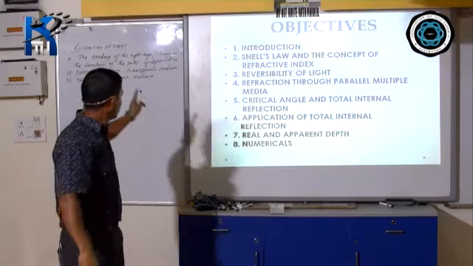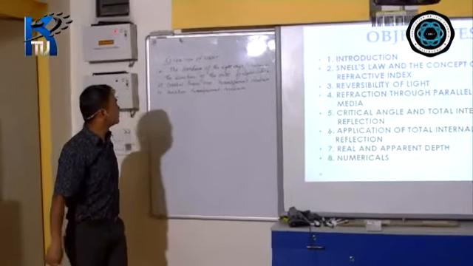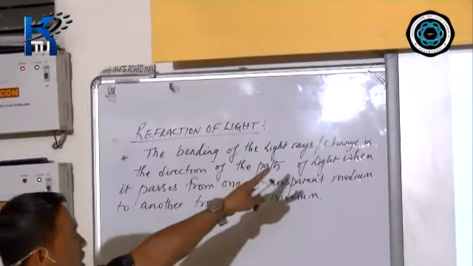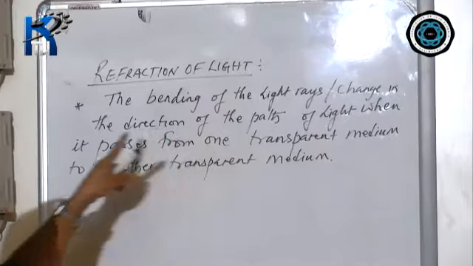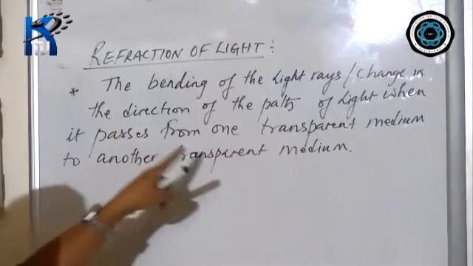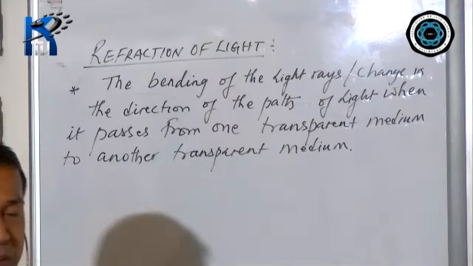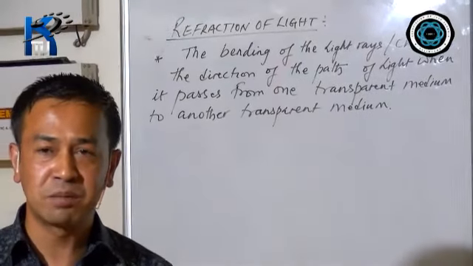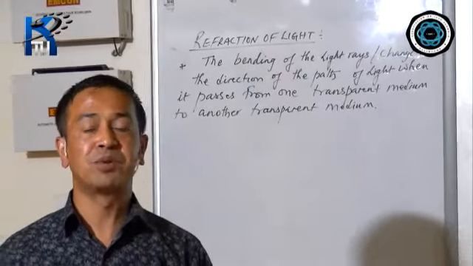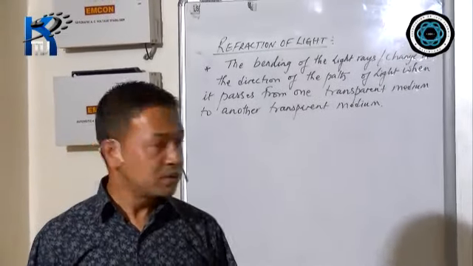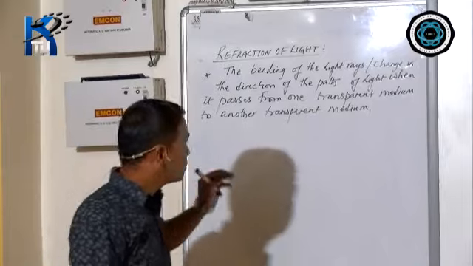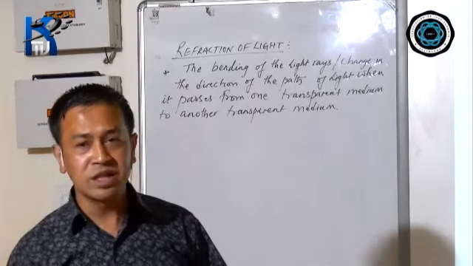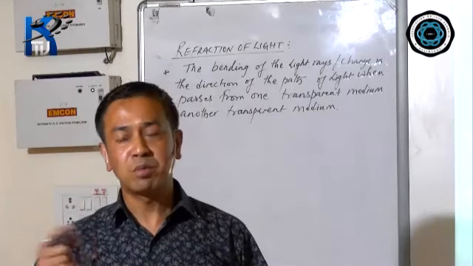Before I go to the rarer and denser medium and the refraction of light through one medium to another, let me show you the definition of refraction of light. The simple definition says that refraction of light is the bending of light rays, or change in the direction of the path of light, when it passes from one transparent medium to another transparent medium. This is a simple statement of refraction of light, and you can find many applications of it in our day-to-day life. The main part we are going to do is refraction from an optically rarer medium to an optically denser medium, or from an optically denser medium to an optically rarer medium.